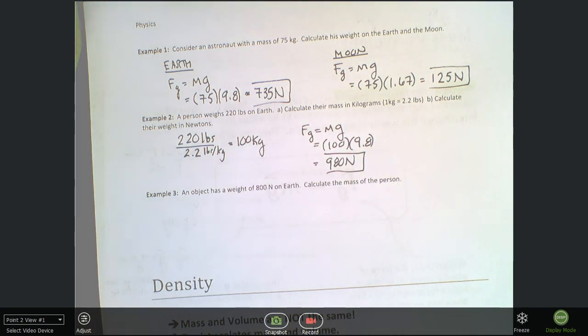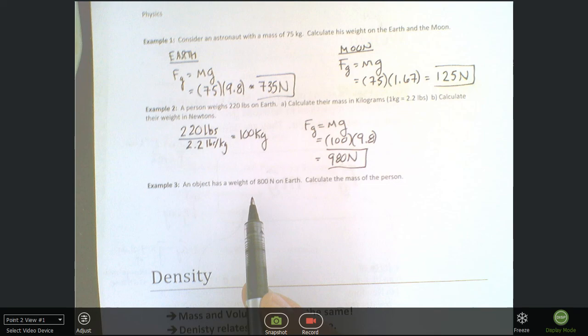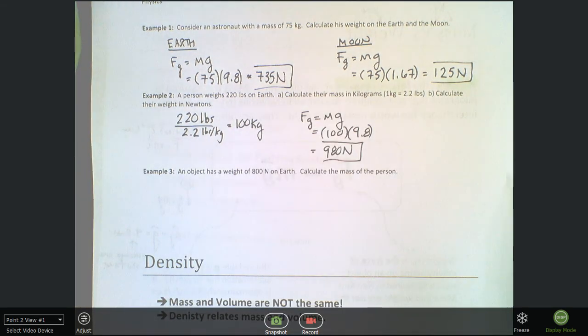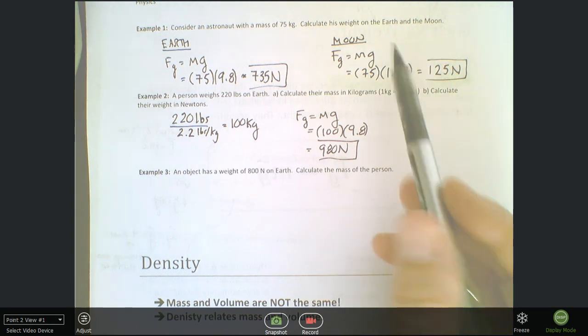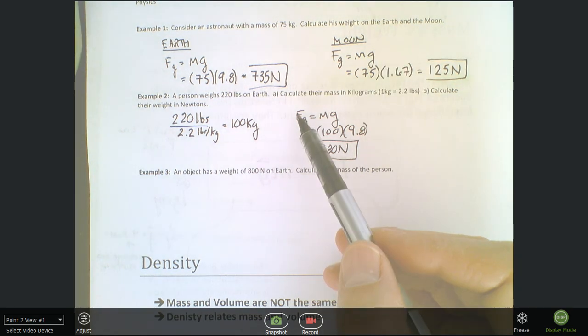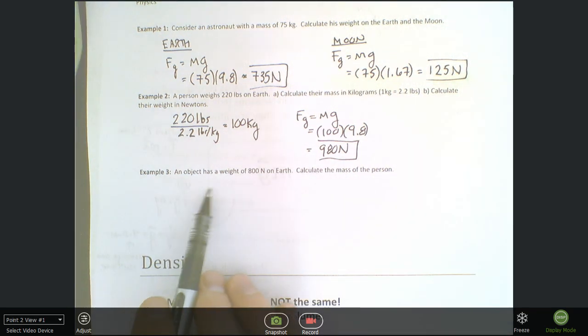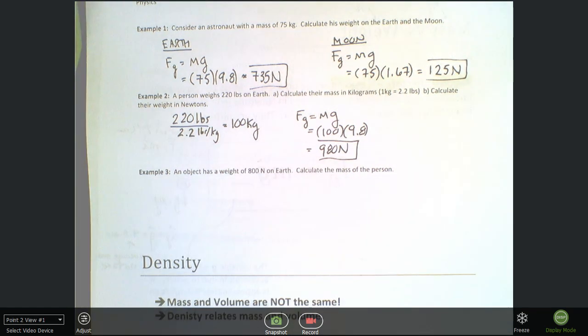Okay. Now let's say that you find an object and you're able to measure the weight of it in newtons, not in pounds. Now pounds is a weight because it's a force of gravity acting on an object, but it's an old system of units and we shouldn't use it at all, ever. So an object has a weight of 800 newtons on Earth. Calculate the mass of the person.